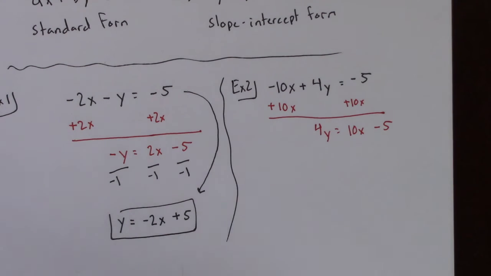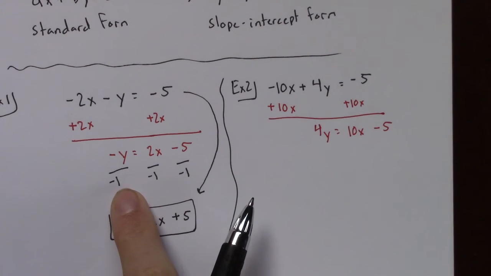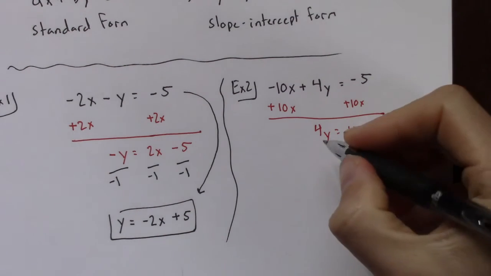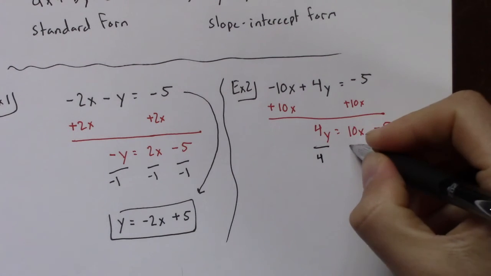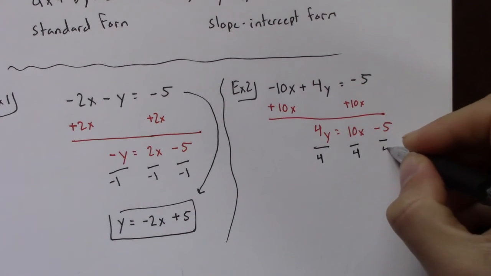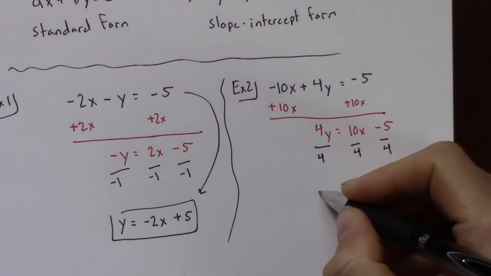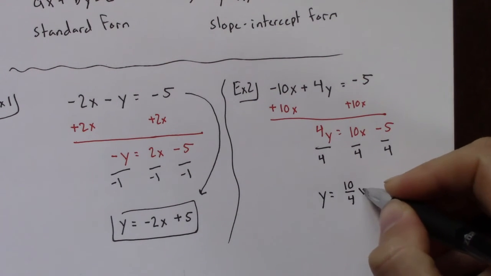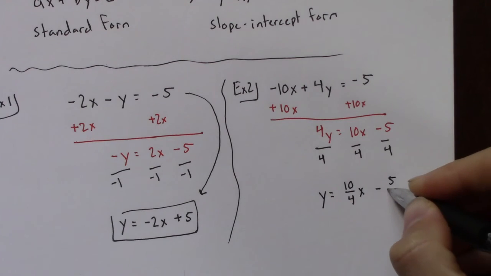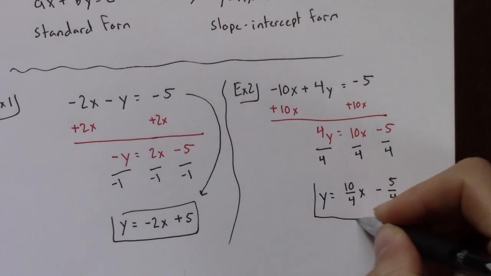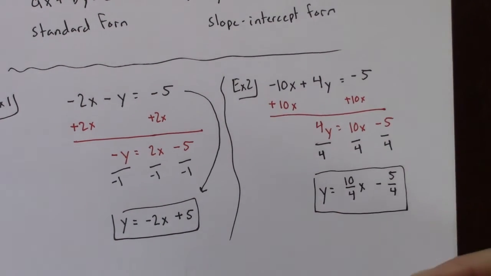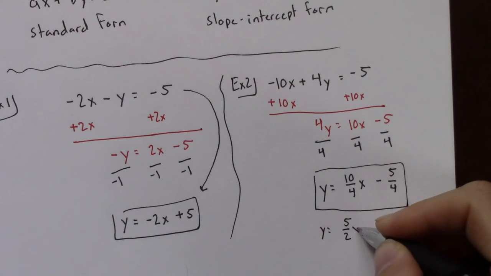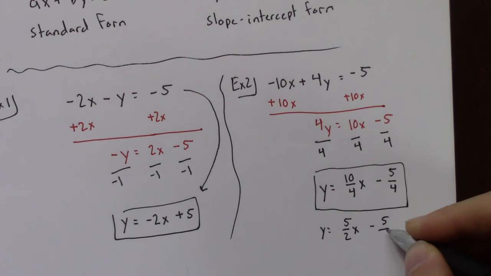And then same as before, we divide by the negative 1, or the number in front of y, and in this case, the number in front of y is a 4. So I'm going to divide each part by 4. And when I do that, I now have y is equal to 10 over 4 x minus 5 over 4. And you could do some simplifying if you wanted to. You could write that as 5 over 2 x, simplifying that fraction.